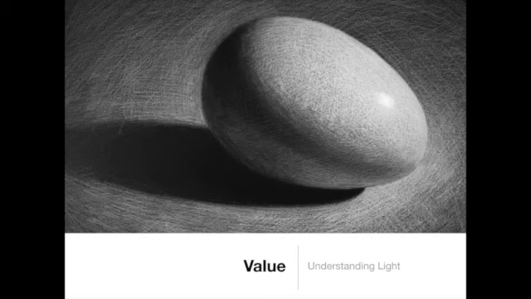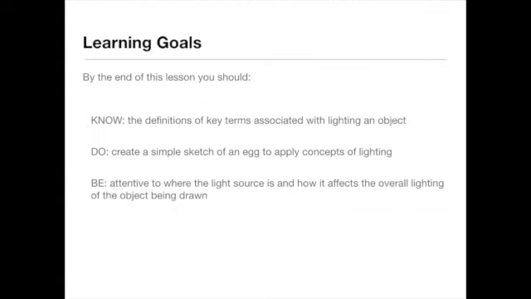Alright, welcome back everyone. Today we're going to be talking about value, which is essentially thinking about the quality of light. And as we go today, we're going to be considering some very specific learning goals. Number one is we need to know the definitions of key terms that are associated with lighting an object. And this is going to allow us to accurately describe the quality of light that we're going to see in the images that we're looking at.